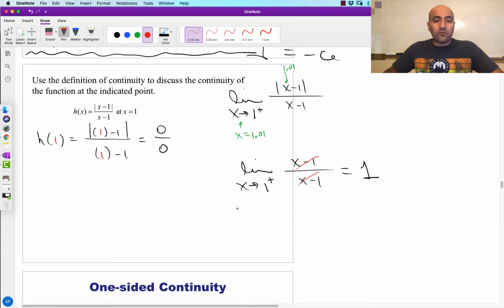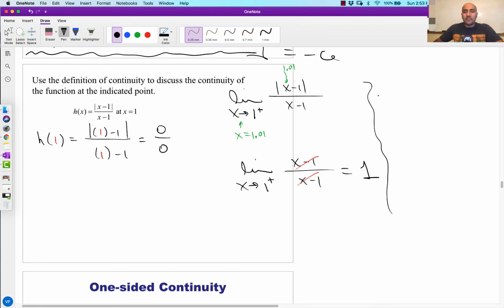So the right side limit does exist and it equals 1. What about the other direction? What about the left side limit? The limit as x approaches 1, but always from the left-hand side, of the absolute value of x minus 1 divided by x minus 1.